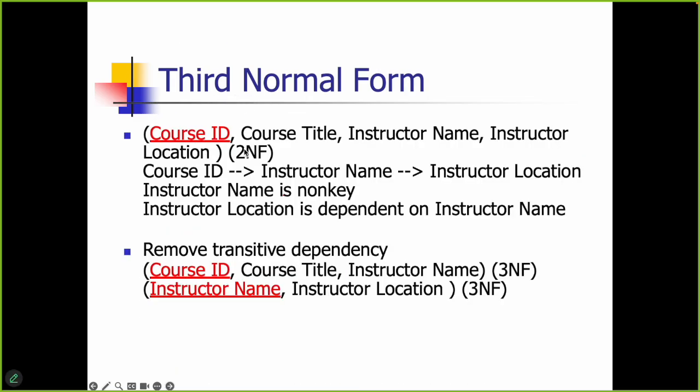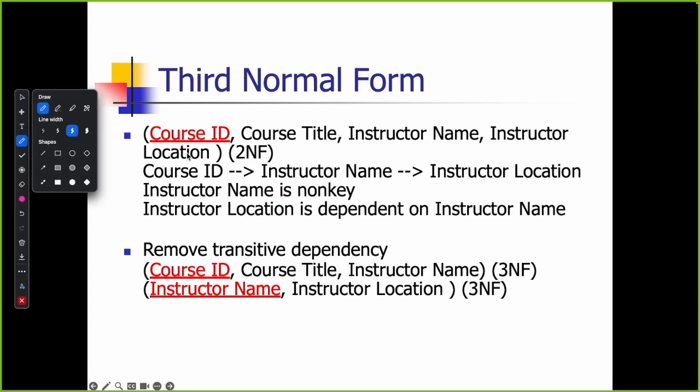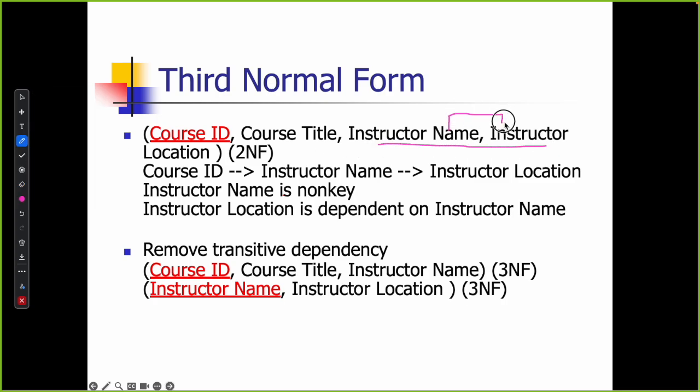So third normal form. Let's say you have a table like this. We see these are the columns of your table, and this table is in 2NF, but there is a transitive dependency between instructor name and instructor location, right? So the table is not in 3NF, but it is in 2NF because we have a single primary key, so there is no chance of partial dependency. The table is in 2NF, not 3NF, because of this transitive dependency.